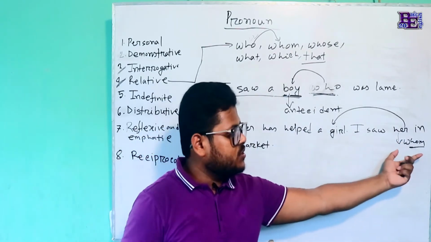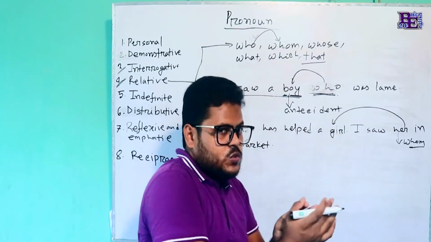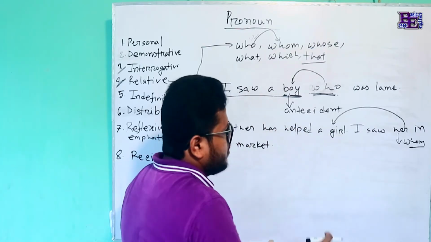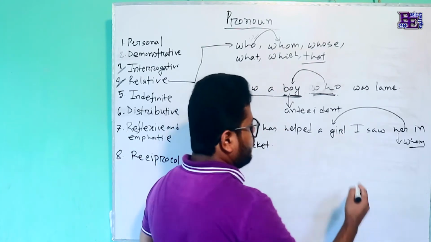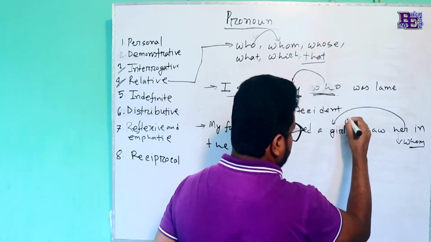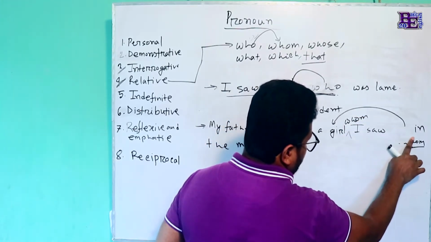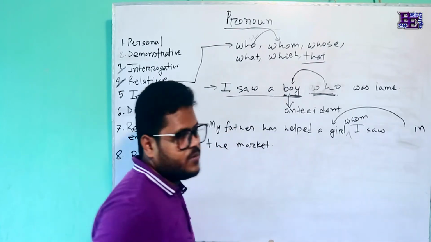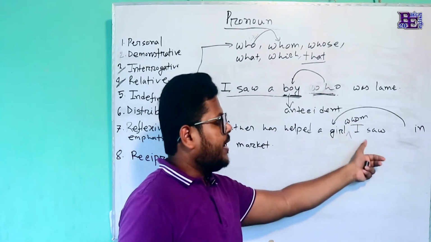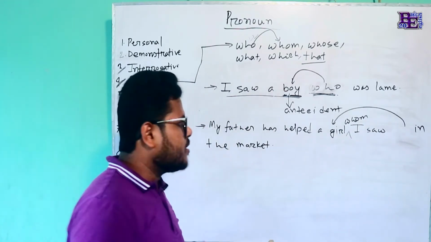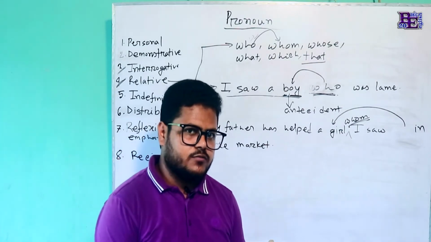So where should we use this whom? We will use this whom in between the two sentences to make a relationship. If we just remove this full stop from here, and if we use here whom, then this one will be removed from the sentence. Then the sentence will be like this: my father has helped the girl whom I saw in the market. So here whom has been used as a relative pronoun.